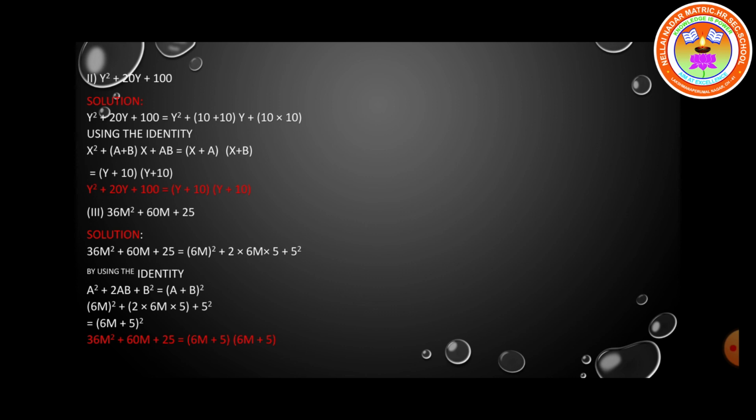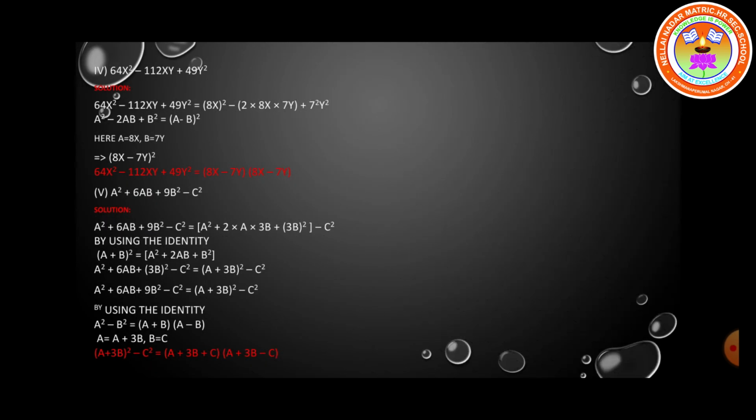Next one, 36m square plus 60m plus 25. 60m can be written as 2 into 6m into 5. 36m square can be written as 6m the whole square. 25 can be written as 5 square. Using the identity a square plus 2ab plus b square is equal to (a plus b) the whole square, a is equal to 6m, b is equal to 5. So it is 6m plus 5 the whole square, that is 6m plus 5 into 6m plus 5. Can you all understand? Now we are going to see the next one.